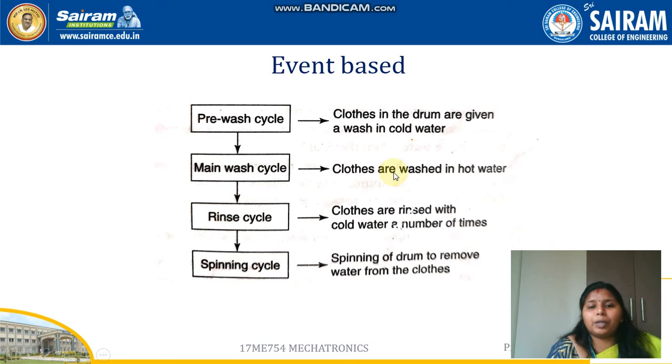In a pre-wash cycle, the clothes in the drum are given a wash in cold water. Only once the pre-wash cycle is completed, it next starts with the hot water, washing the clothes in hot water. Once the clothes are washed in the hot water, the clothes are rinsed with cold water a number of times. So we are rinsing. Once the rinse is completed, it goes to the spinning.